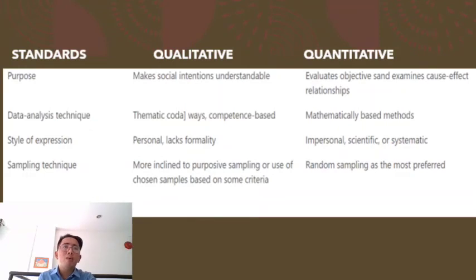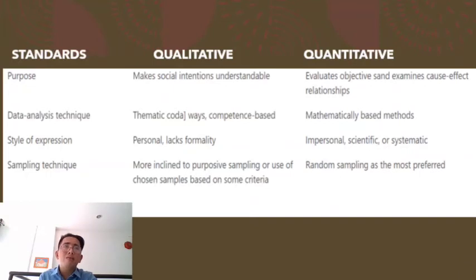Next, purpose. What is the purpose of a qualitative study? It is to make social intentions understandable. So as what I've said earlier, it is to explain things around us, and it is for us to have a deeper explanation of the things that are happening around us. However, in quantitative, it evaluates objectives and examines cause-effect relationships. Okay, so basically, it evaluates, it tests, it challenges existing theories, or it even creates its own theories. That's in quantitative research.